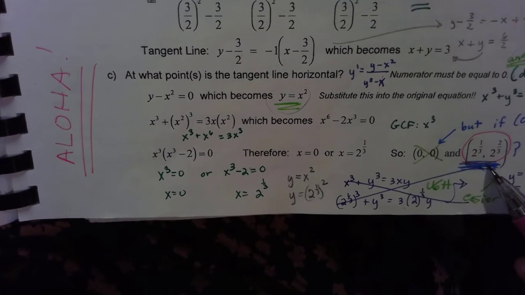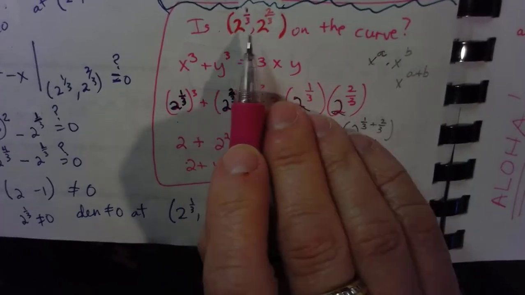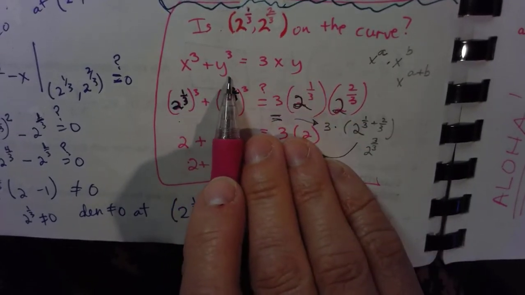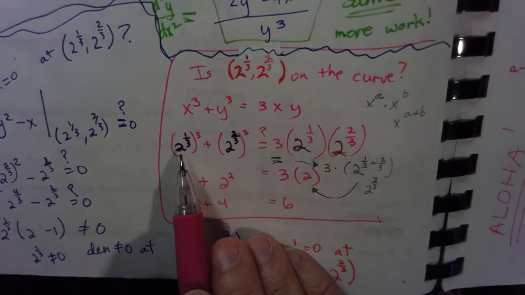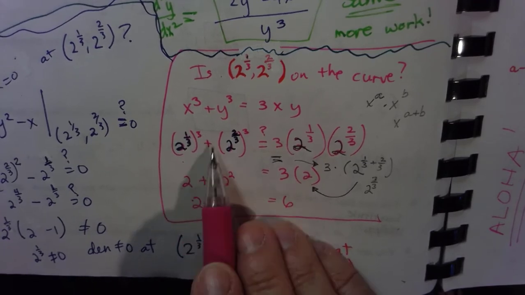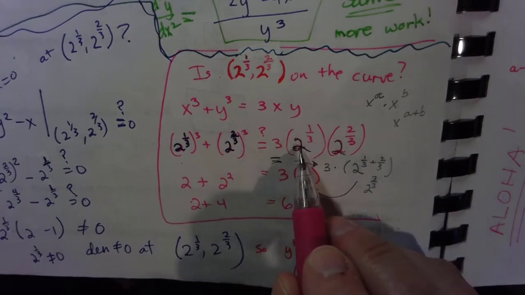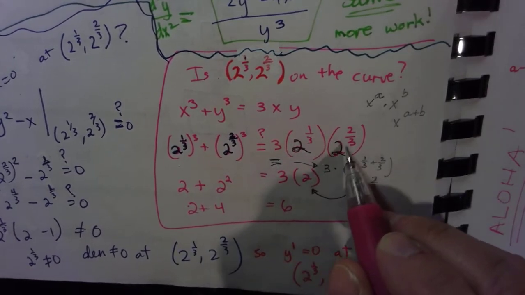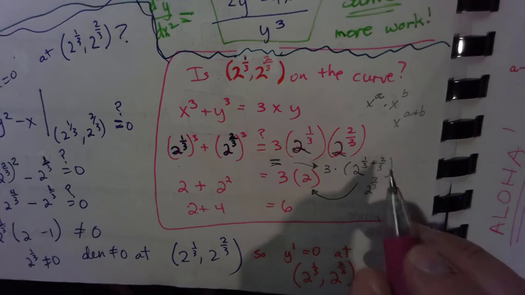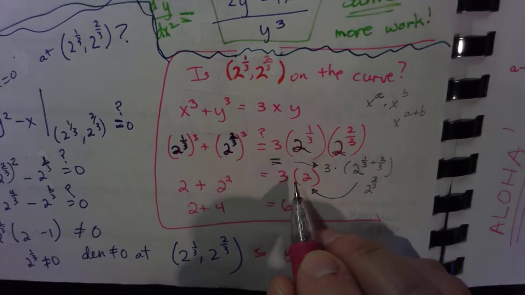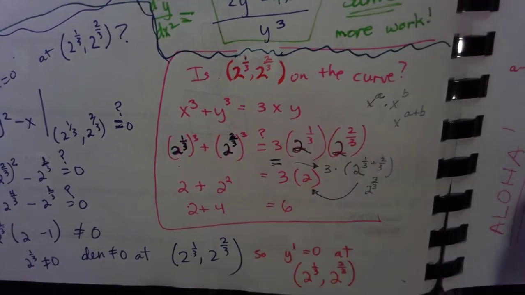How can I confirm 2 to the 1/3 and 2 to the 2/3 is on the curve? I can go to my equation, x cubed plus y cubed is equal to 3xy, and see if I get a true statement when I substitute in. 2 to the 1/3 cubed is 2, plus 2 to the 2/3 cubed is 2 squared, and 2 plus 4 is 6. Come over here, 2 to the 1/3 times 2 to the 2/3 is 2 to the, add the exponents, 1/3 plus 2/3, which is 3/3. So I have 3 times 2, which is 6. So that works nicely.